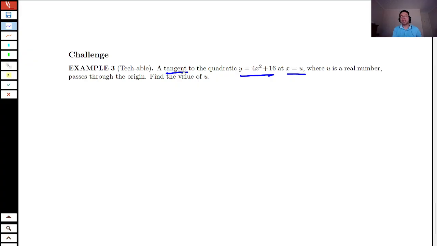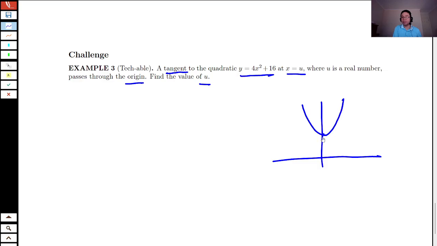But when I draw that tangent, I'm going to specify a special property that the tangent goes through the origin. Question: if I define the tangent at x equals u, what value does u need to be so that the tangent goes through the origin? Now, if it's not clear what's happening, here's what's happening.